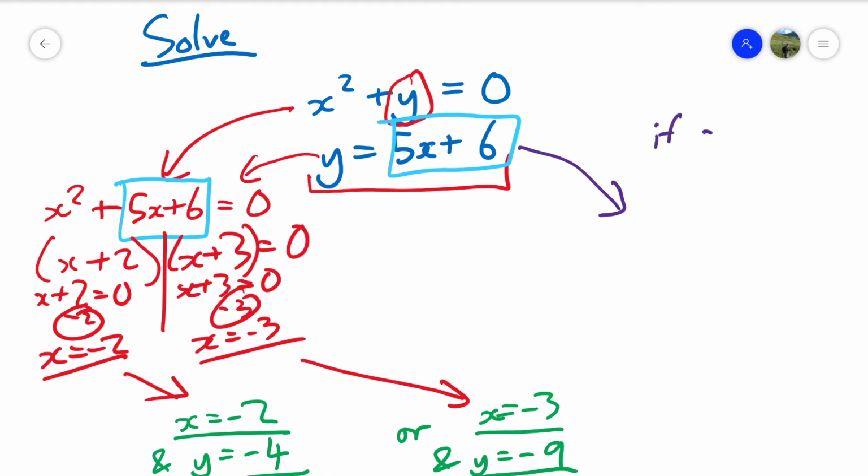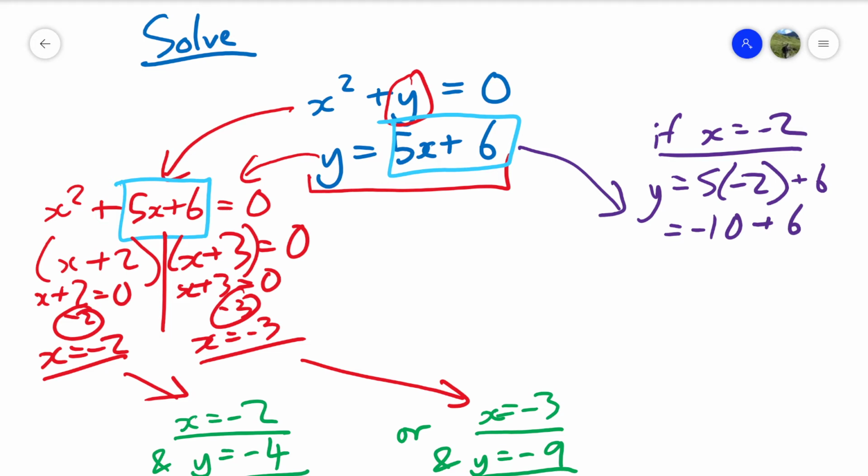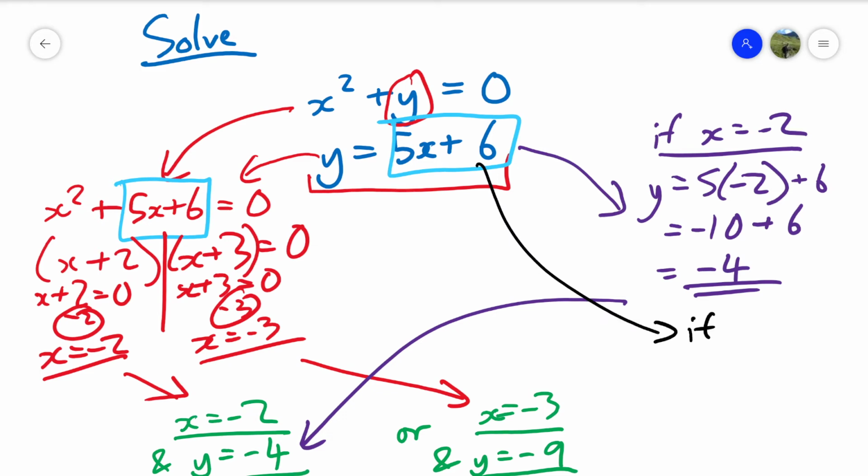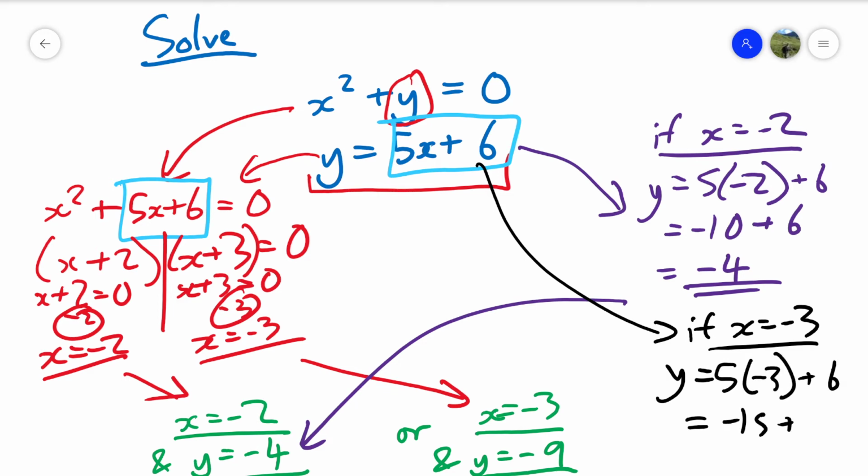So if x equals minus 2, then we can say y equals 5 times minus 2 plus 6, which is minus 10 plus 6, which is minus 4. Ta-da! So that explains that one. And then if x equals minus 3, y equals 5 times minus 3 plus 6, which is minus 15, plus 6, which is minus 9. There we go, we've explained that one.